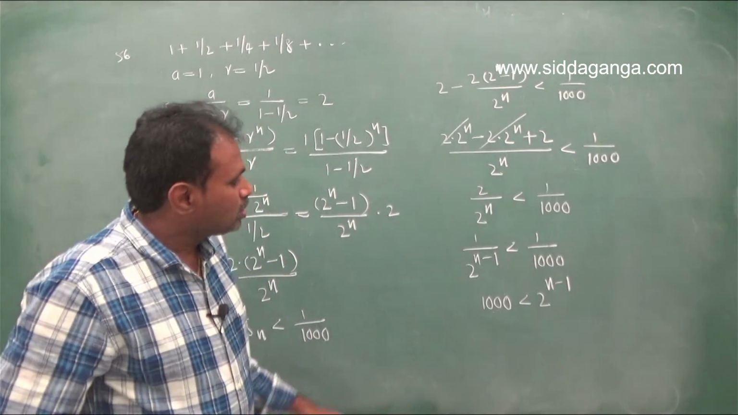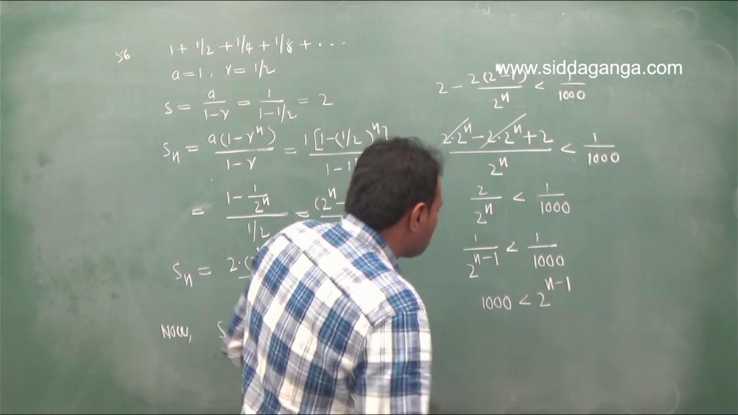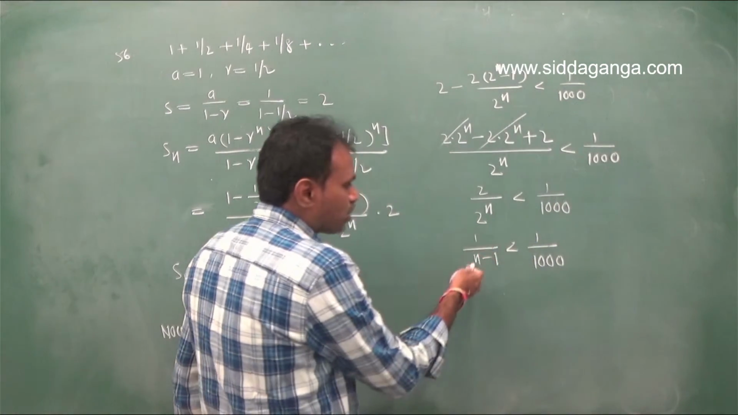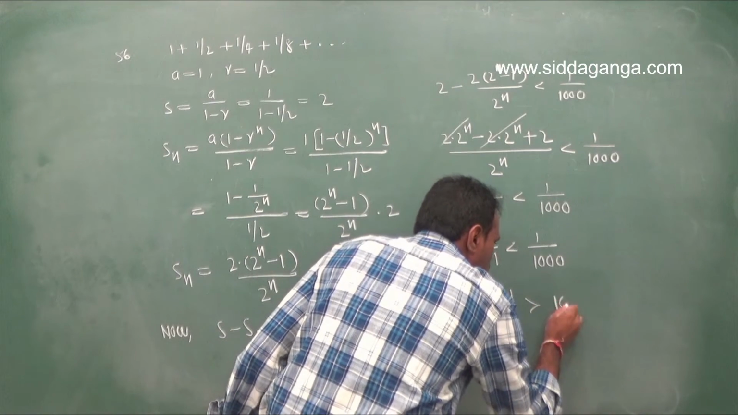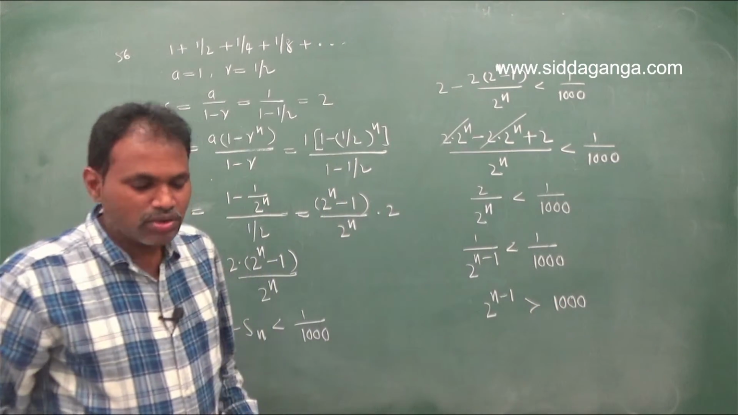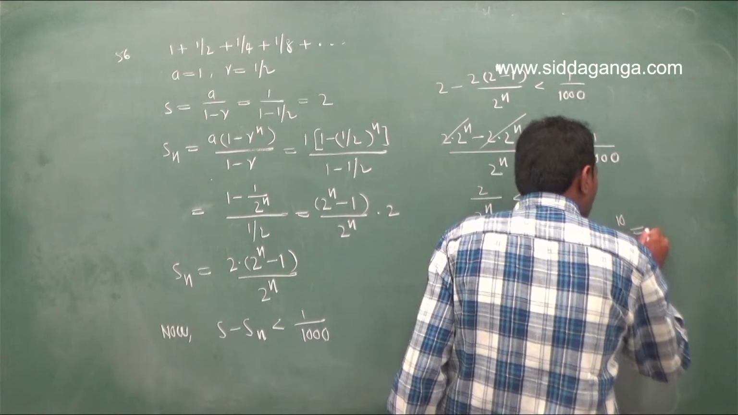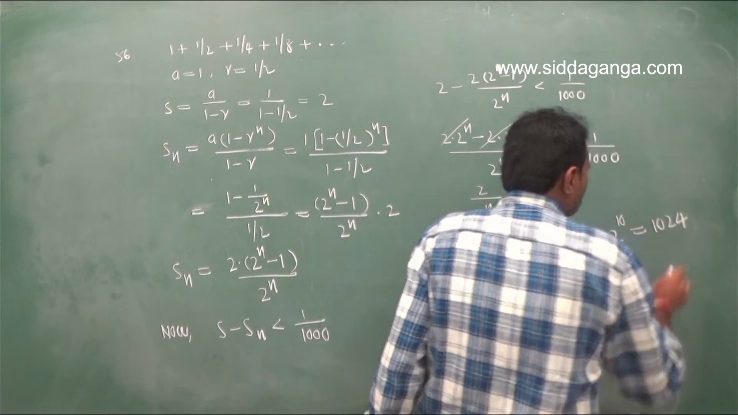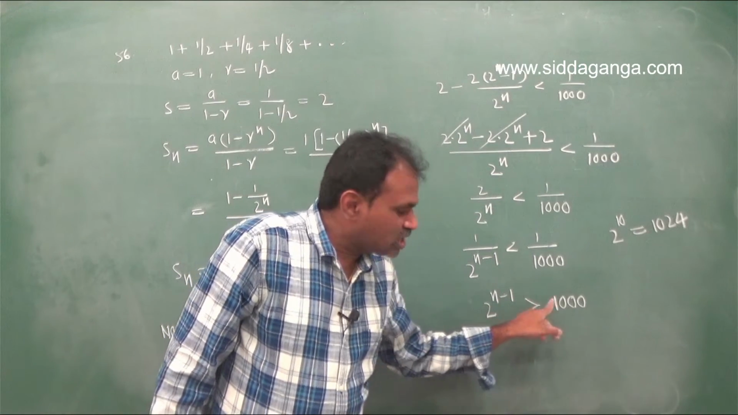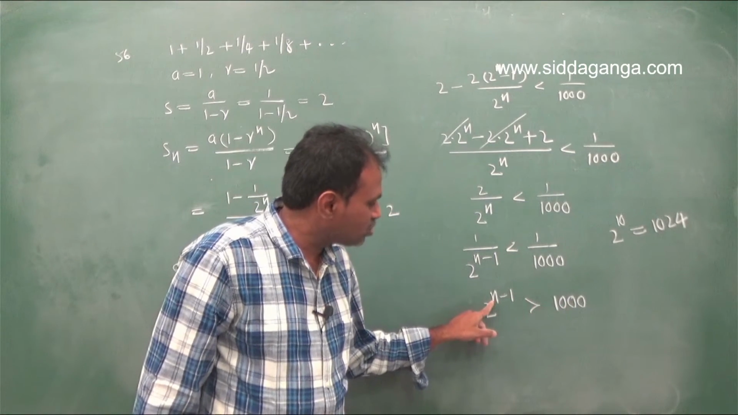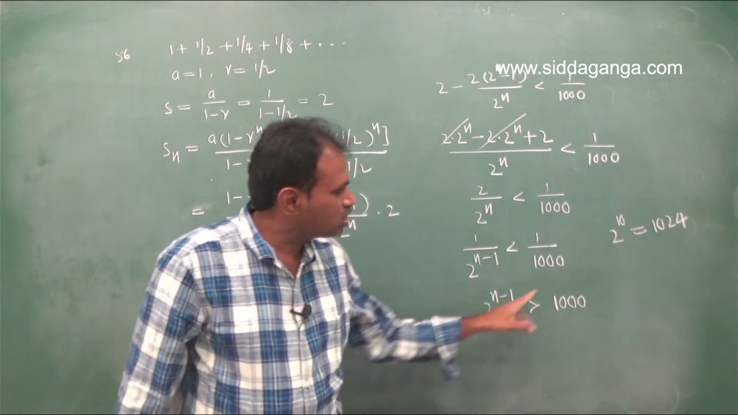Or else you can write it like this also: 2 power n minus 1 is greater than 1000. Already you know the value of 2 power 10 is 1024. Now 2 power n minus 1 is greater than 1000, so here we have to get 10. 2 power 10 is 1024, and 1024 is greater than 1000.